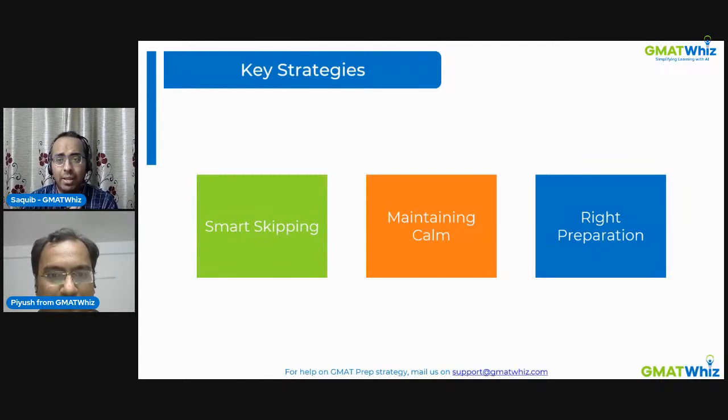The second thing is maintaining calm, because I've seen a number of cases in which students used to come and say they panicked because they saw an easy question, or because they were running out of time. I was taking the test just to see how GMAT has changed, so thankfully there was no pressure. In my experience, if you take the test without pressure, you end up doing well. Smart skipping is something we can take up when we discuss each question, but that was one thing I did keep in mind.